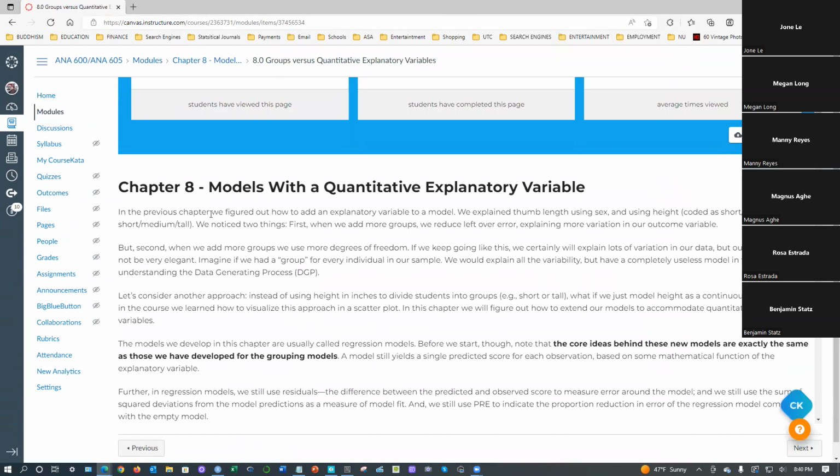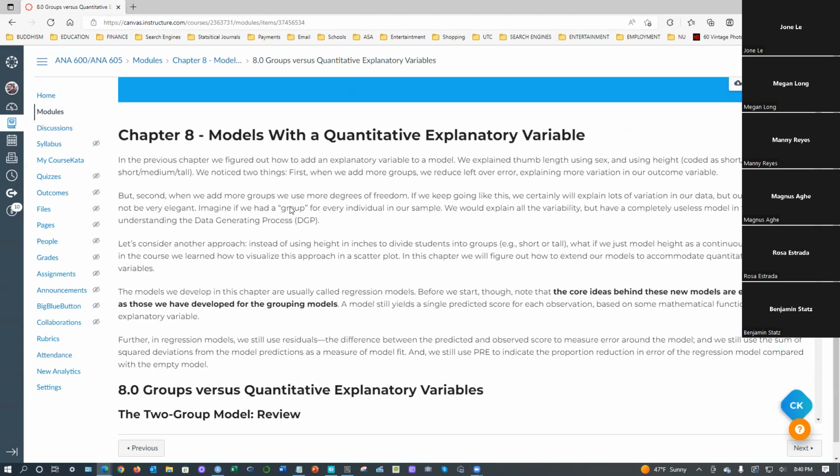In the previous chapter we figured out how to add an explanatory variable to a model. We explained thumb length using sex and using height, coded as short and tall, or short, medium, and tall. That time the explanatory variable was categorical. Now this time we're going to add a quantitative explanatory variable. We add more groups, we reduce the leftover error, explaining more variation in our outcome variable.